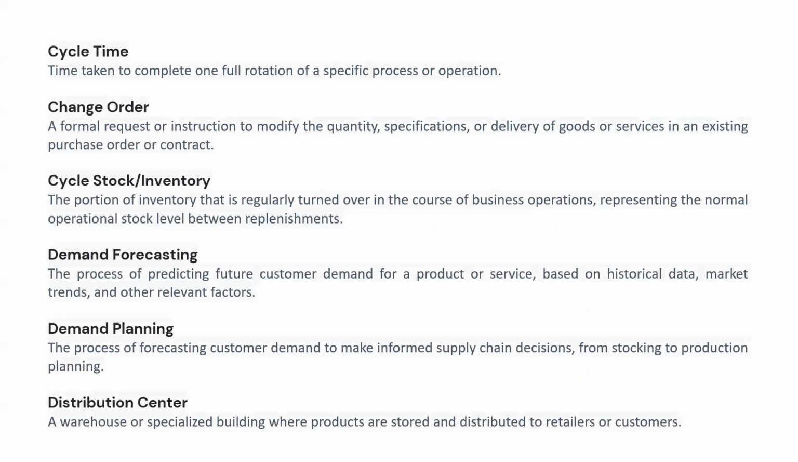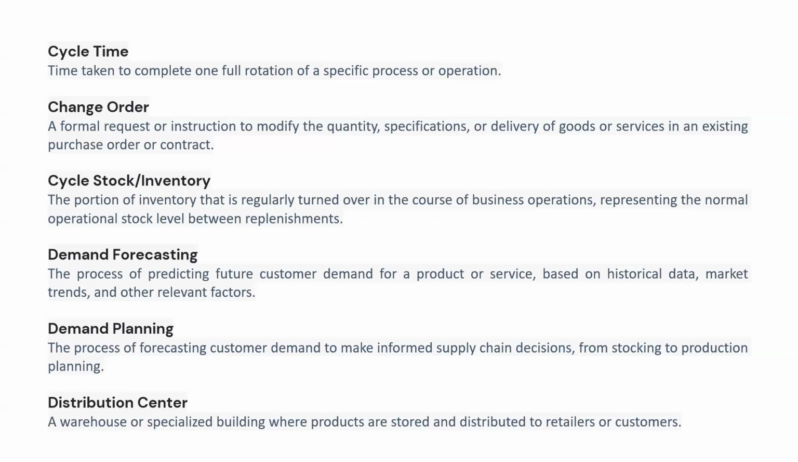Okay. So now we have come to the terms and terminologies of the supply chain with regards to shipping and inventory. Let's have a quick glance at that. The first one is cycle time. Cycle time is the time taken to complete one full rotation of a specific process or operation. This operation can be a transportation operation, a production operation, or an operation done within the warehouse, that is, a product gets into the warehouse and moves out of the warehouse, and the operations in between. So that is cycle time, the full rotation of a specific process.